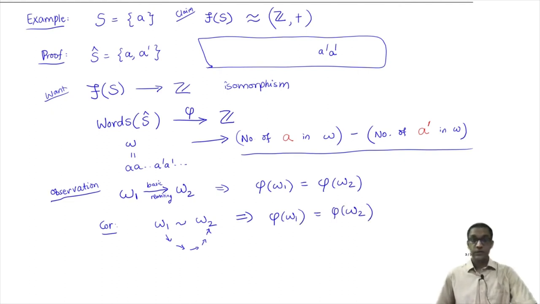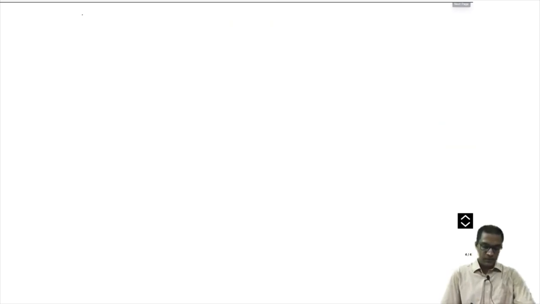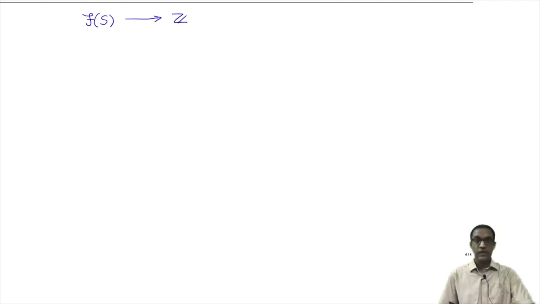Two equivalent words necessarily have the same value of phi, so I can in fact define a map. What this means is that I can think of phi as actually giving me a map from the set of equivalence classes, which is what we call the free group. In other words, given a word W, look at its equivalence class, and I can associate to this equivalence class the number phi of W. This new map I will call phi bar. It's a map from F of S to Z.